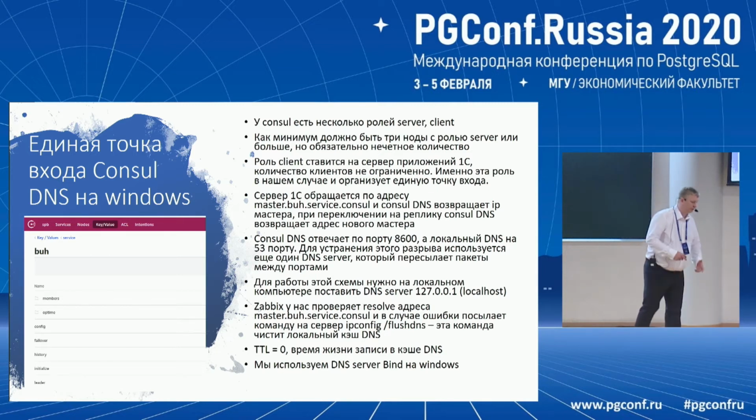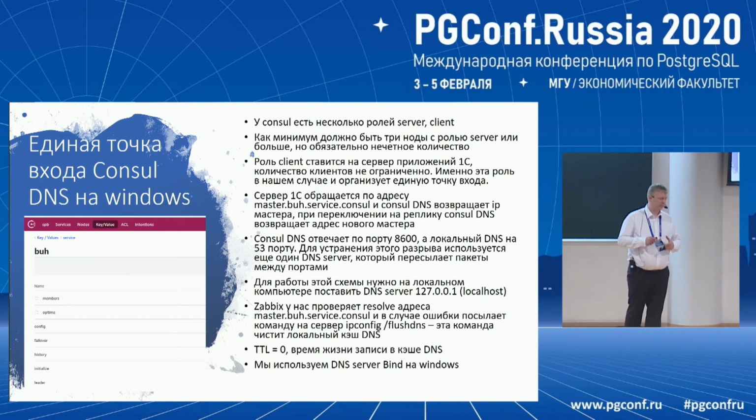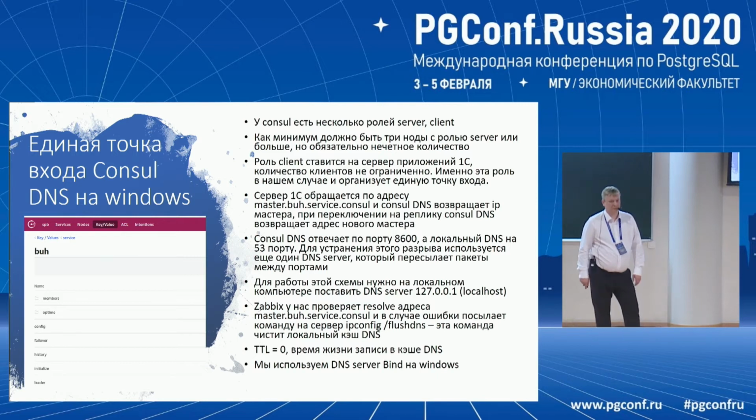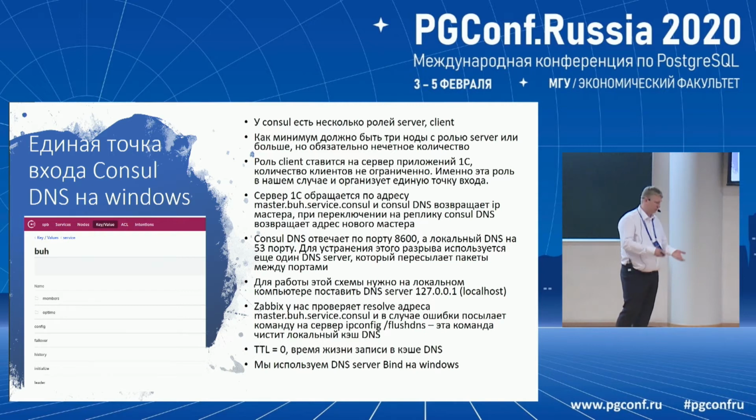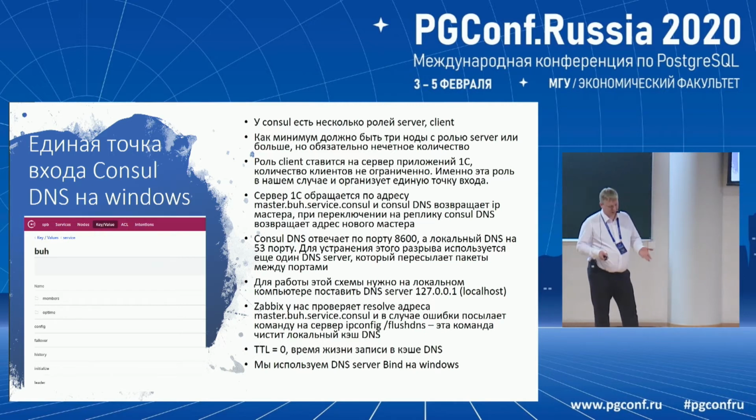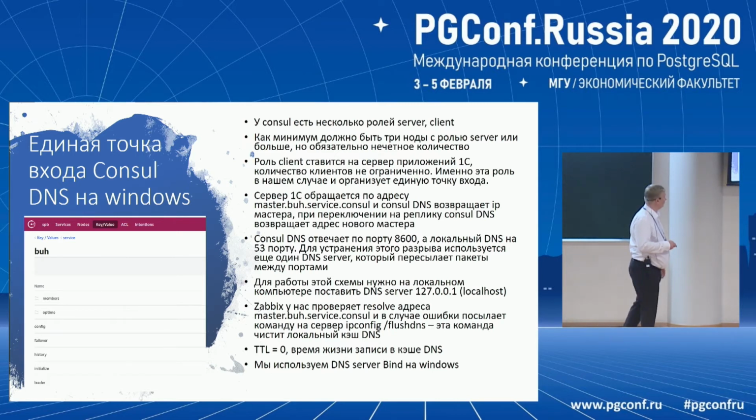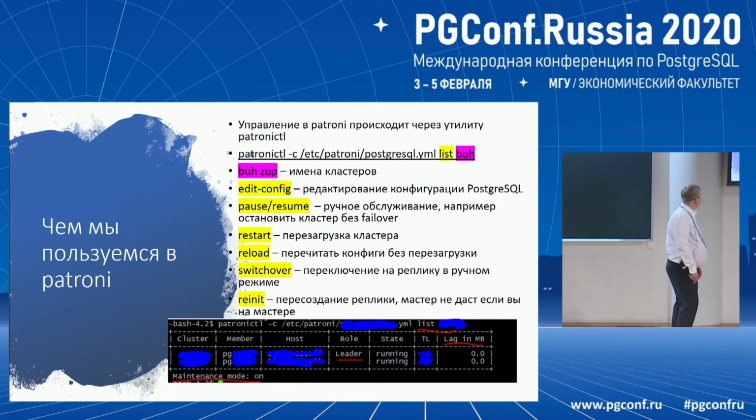What else can we say? Each DNS server has its record life cycle, time to live. By default, Consul makes TTL null. So, thanks to this, we received the name at once, and it remained valid.